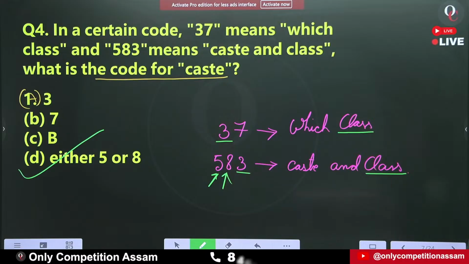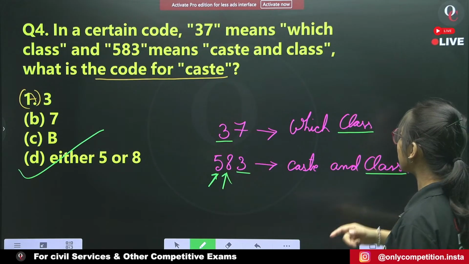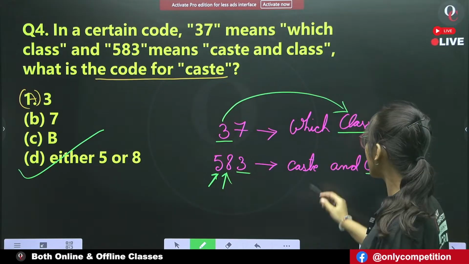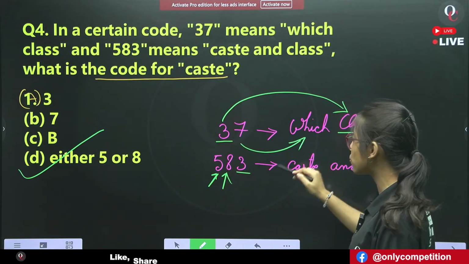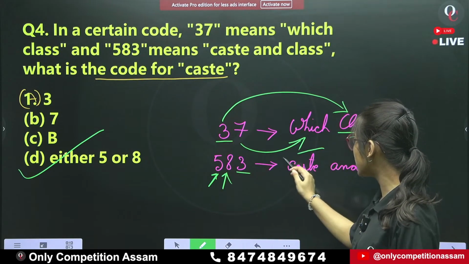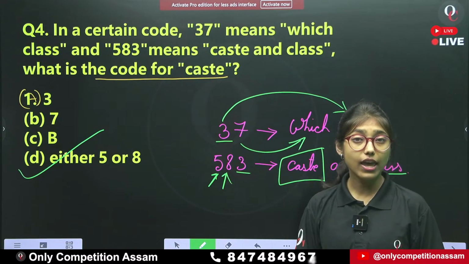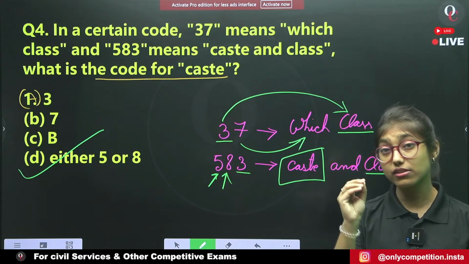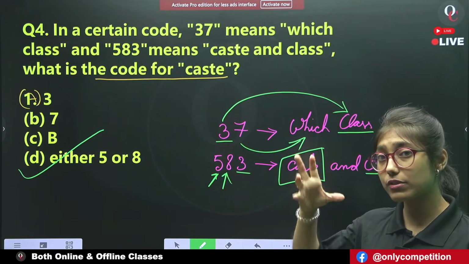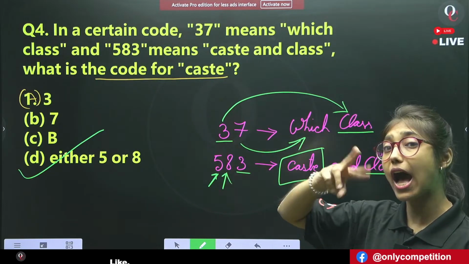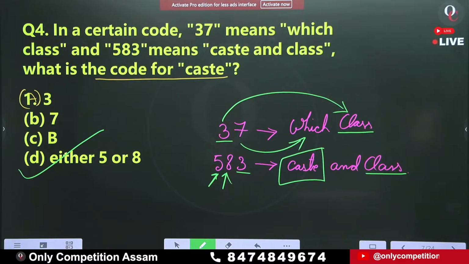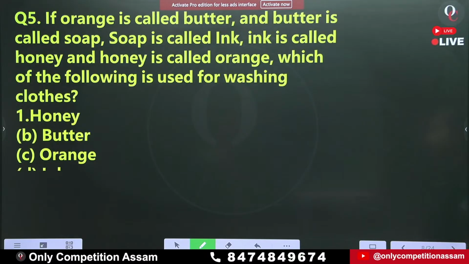Look, 3 will be coded for class. 7 will be coded for which? Now, you have to find out the code for caste. And here, the code for caste is not definite. Since it is not definite, what do we have to do? We have to select the option which consists of either-or. Understood? Okay. Now, can we move to the next question?